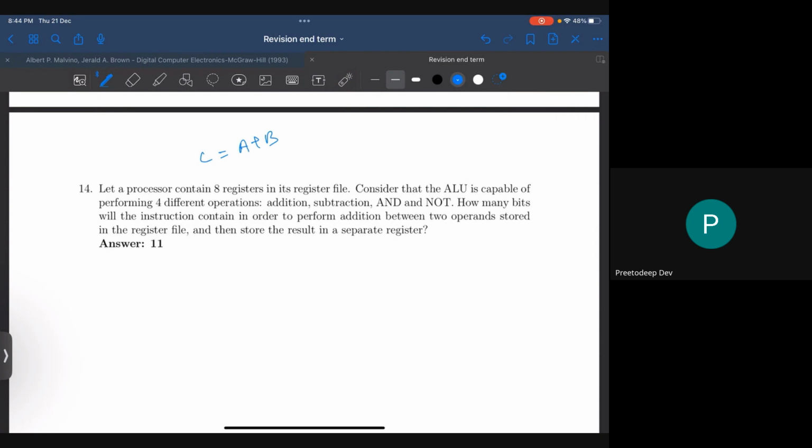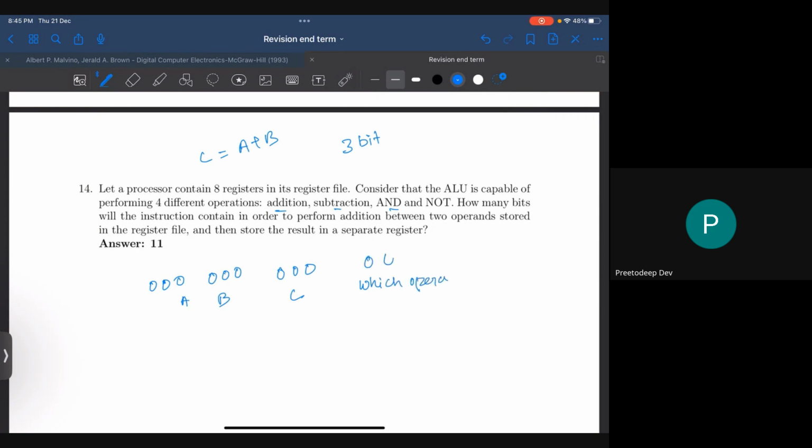So you can see that there are 8 registers, right? So to identify each register, you need 3 bits, right? Now you have to perform addition between 2 registers, suppose A and B. So it will require 3 bits each, so 6 bits for the input registers. And for storing the result, it will be again 3 bits, right? So 9 bits. And for which operation to perform, there are 4 operations, so 2 more bits. So which operation?